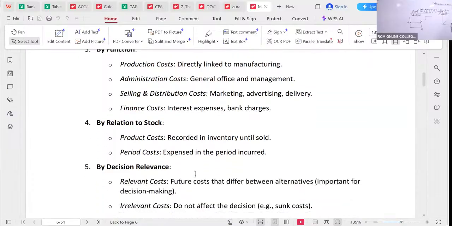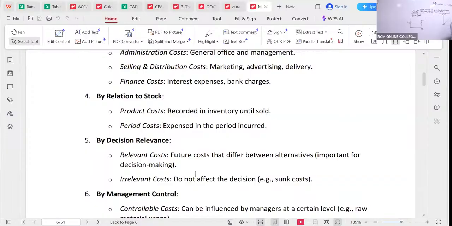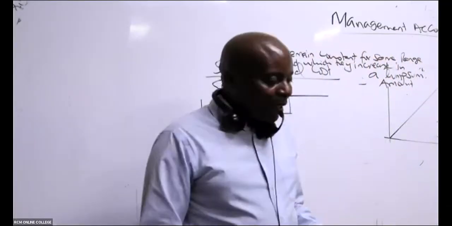By decision relevance, we have those costs that are relevant and others are what here? Irrelevant. So relevant costs, these are costs that are futuristic in nature. Future costs that differ between alternatives, important for decision making. And then irrelevant costs, which are also known as sunk costs. Sunk costs. In this case here, they don't affect what here? Decisions.